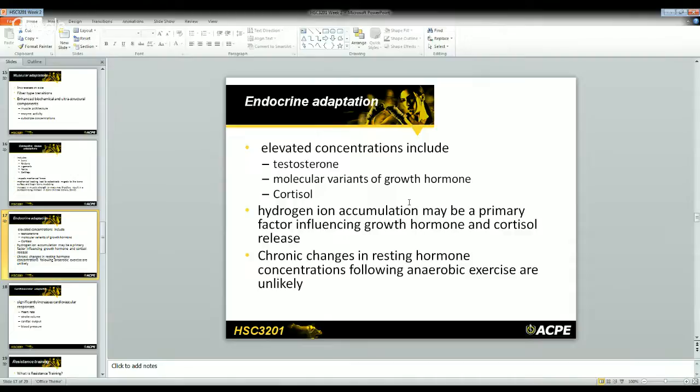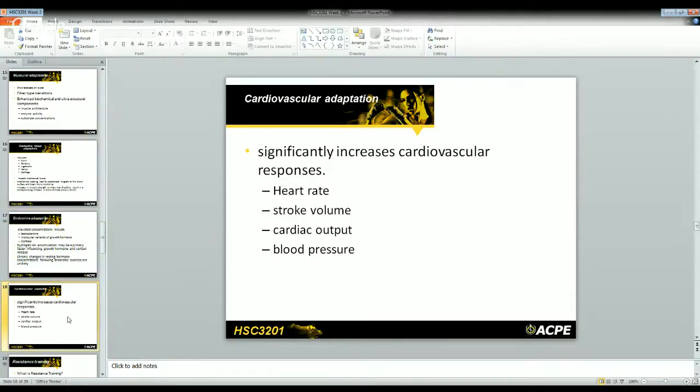Hydrogen ion accumulation influences growth hormone and cortisol release, and the changes in these resting hormone concentrations are unlikely to be affected by anaerobic conditioning. Now, our cardiovascular adaptation, which we previously spoke about in aerobic, but in anaerobic: heart rate, stroke volume, cardiac output, and blood pressure are all improved through anaerobic training.